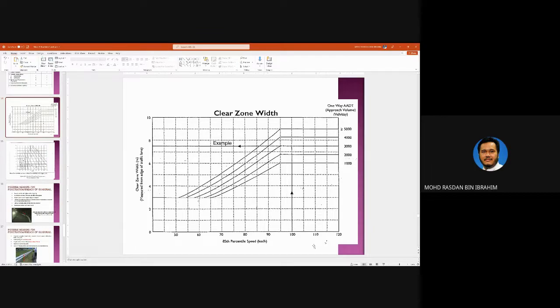So if the 85th percentile speed is here, and this is the ADT, annual average daily traffic, let's say 3,000. So 100 kilometers per hour speed, 3,000 ADT. The clear zone here is 7.5 meters. So this is a clear zone on a straight segment. 7.5 meters must be clear from any obstruction.